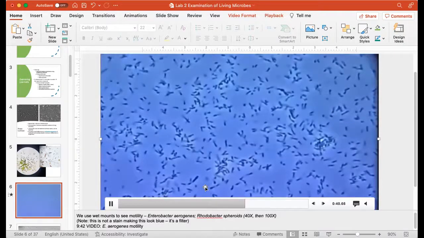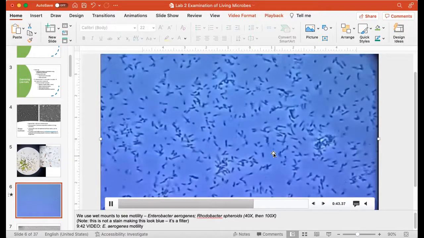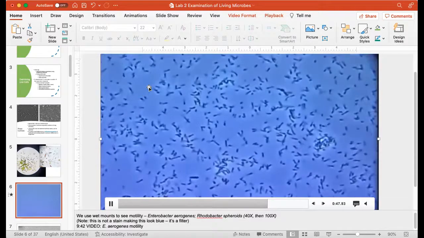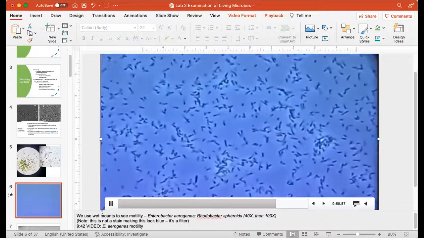We're also under the 100x lens here, and we can see that these cells are swimming around. They are motile organisms.